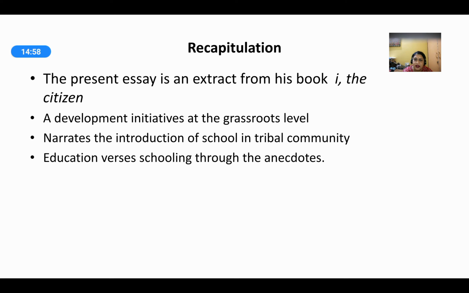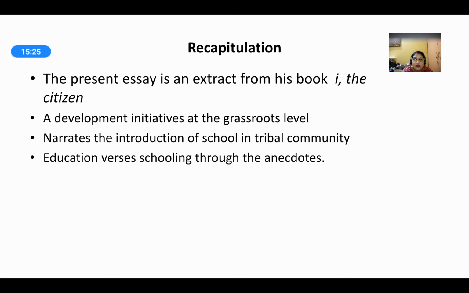Now let us try to recapitulate what we have learned through the course of this session. The present essay is an extract from his book I, the Citizen. It is a development initiative at the grassroots level. The author's endeavor to start a school for tribal children can be considered as a great development initiative which he began at the grassroots level. Through the course of the lesson, he narrates the introduction of the school in the tribal community.